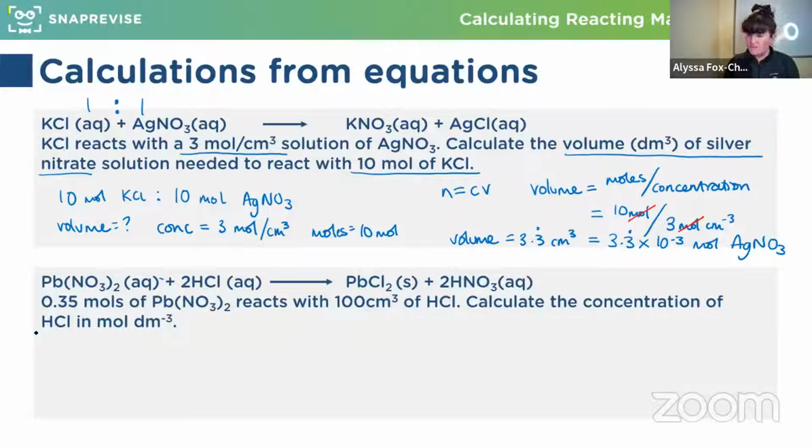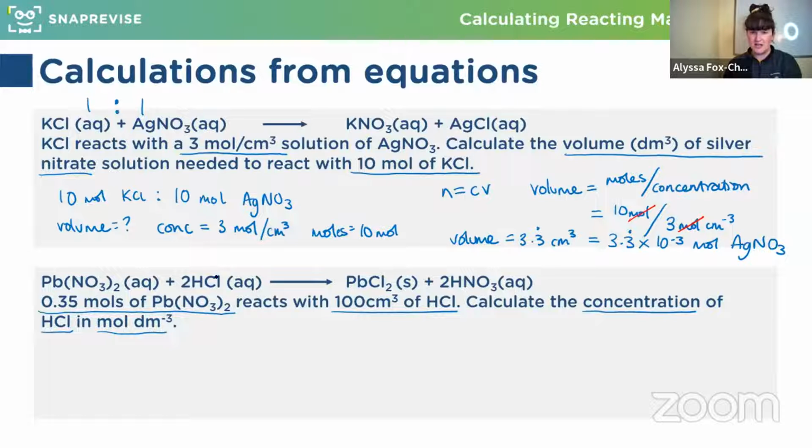Okay, let's do the same thing for this one. Again, please feel free to jump ahead and come up with an answer if you feel able. But if not, what information have we been given? We have been given 0.35 moles of lead nitrate reacting with 100 centimeters cubed of HCl. Calculate the concentration of HCl. So we're calculating concentration in moles per decimeter cubed.